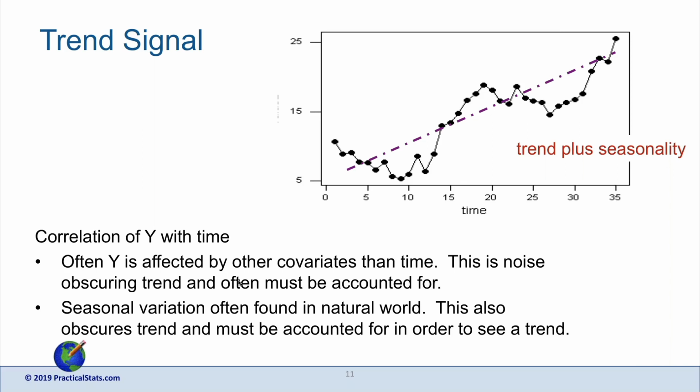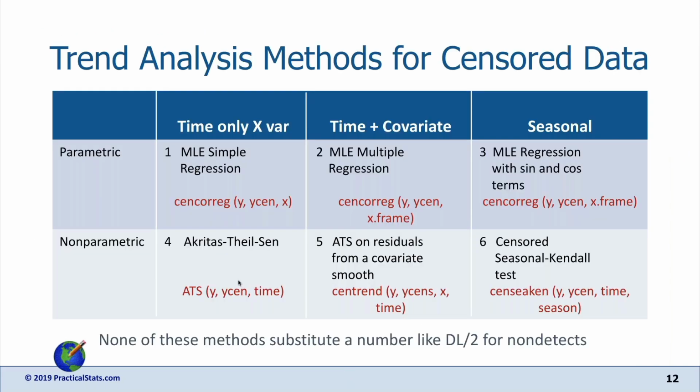All of those things, the things that are not time, have noise and they obscure the trend signal, and you often have to pull them apart in order to see the trend. So we're going to look at 6 different methods today.